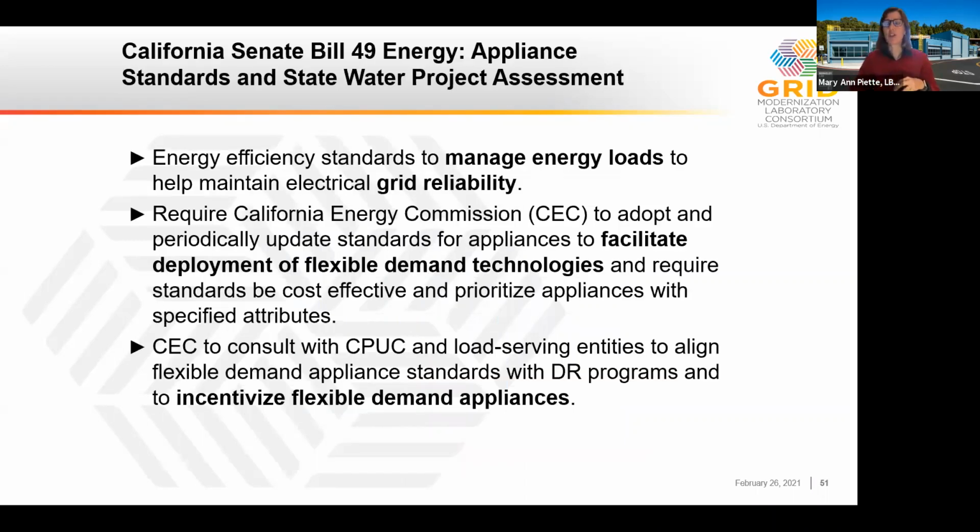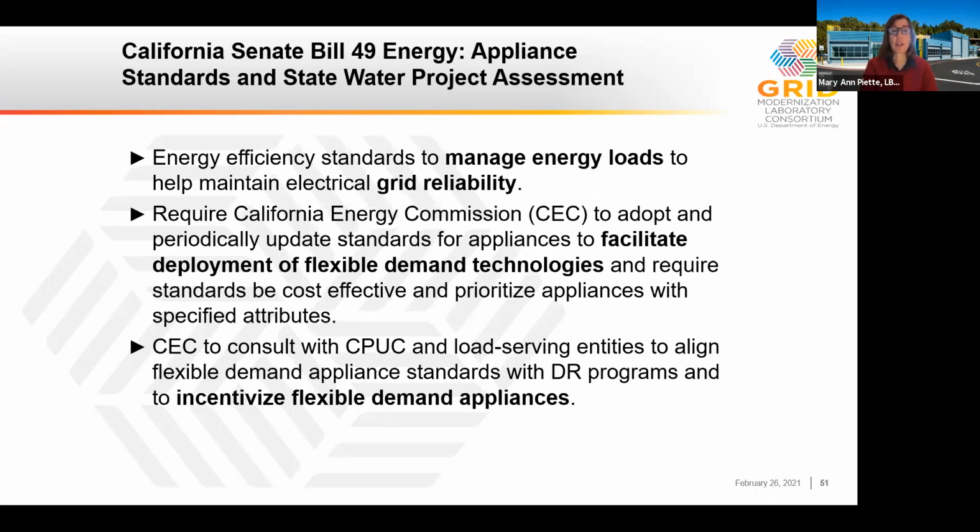So I'm going to transition to my last few slides around the California Senate Bill 49, which is Appliance Standards in the State Water Project Assessment. I have 3 bullets here that explain the scope of it. I'm not talking here about the water part, although that is in the title of it. But the concept is that California is trying to explore the feasibility of requiring that appliances have the capability to be able to have flexible load.